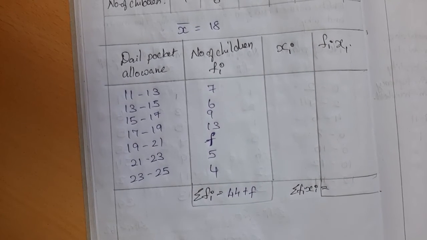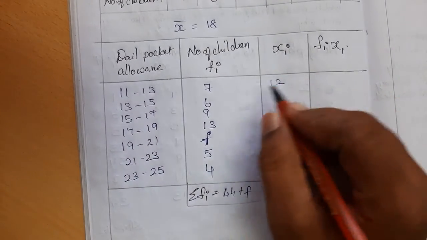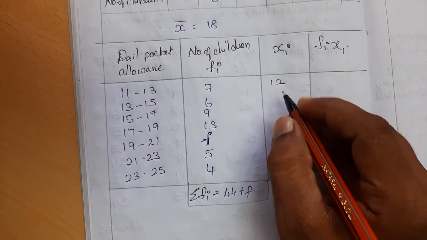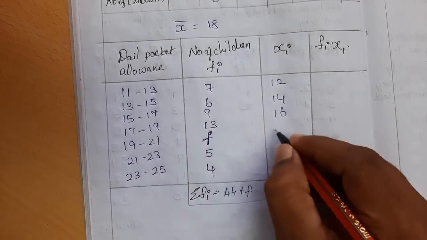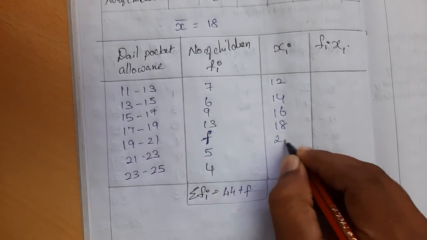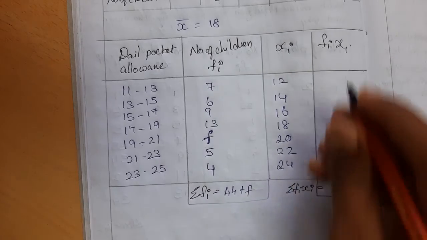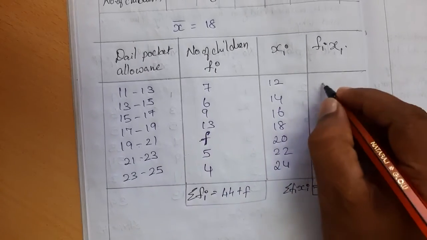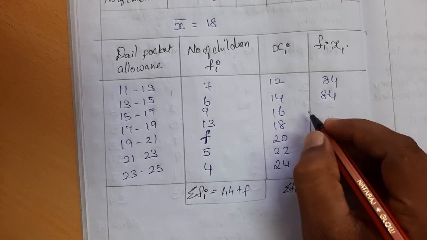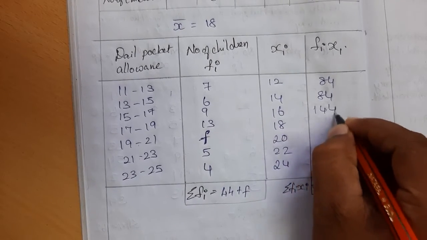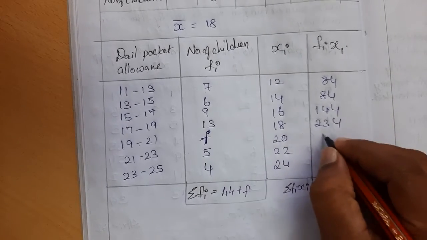Okay, first we have to find the middle. So 11 to 13, the mid value is 12, and 13 to 15 it is 14, then 16, 18, 20, 22, 24. So now we have to multiply. 7 into 12 is 84, 6 into 14 is the same 84, 9 into 16 is 144, 13 into 18 is 234, f into 20 is 20f.